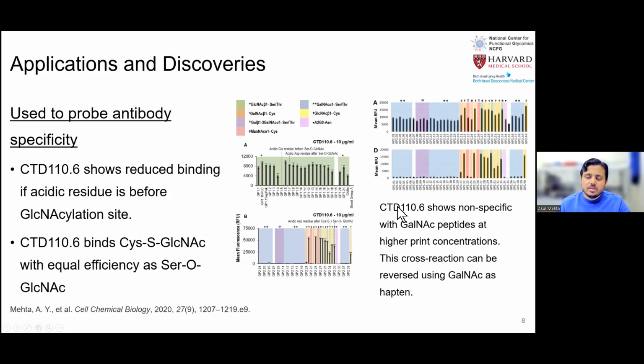We also used these arrays to check for non-specific binding. So these microarrays, when we printed it at a higher concentration, we noticed that this CTD110.6 started showing non-specific binding. And when we did the same microarray study in the presence of GalNAc, we saw that this non-specific binding to GalNAc containing compounds dramatically reduced.